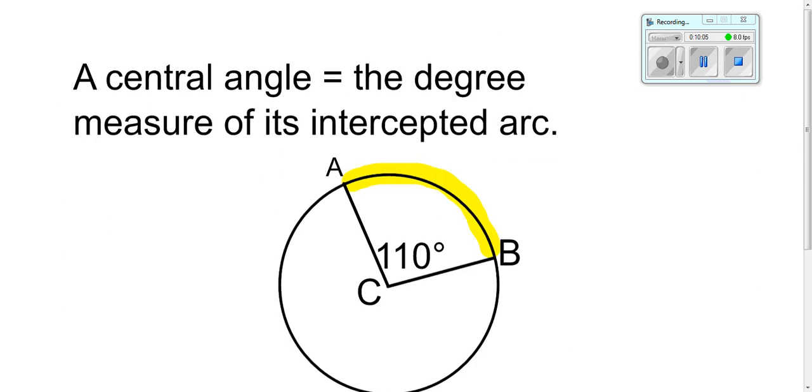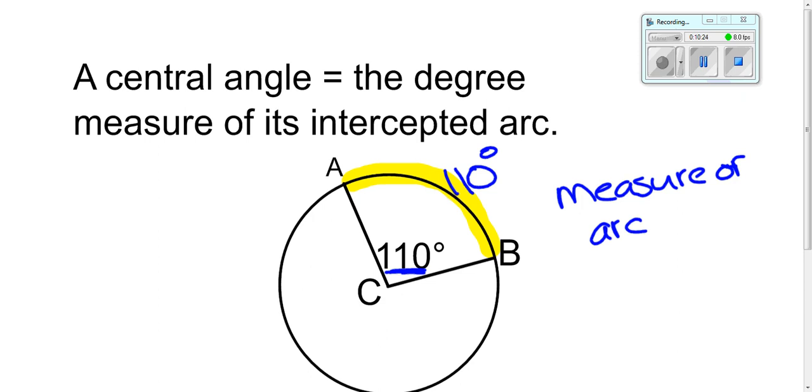So, a central angle equals the degree measure of its intercepted arc. Meaning, if I tell you that this angle right here is 110 degrees, that is the same measure for the arc. Okay, so when I'm talking measure of arc, I'm talking degrees. So, be careful here. Circumference, the whole outside, measures in feet, inches, meters, whatever. If I'm talking the measure of an arc, I'm talking degrees. Got to keep those separate, okay?